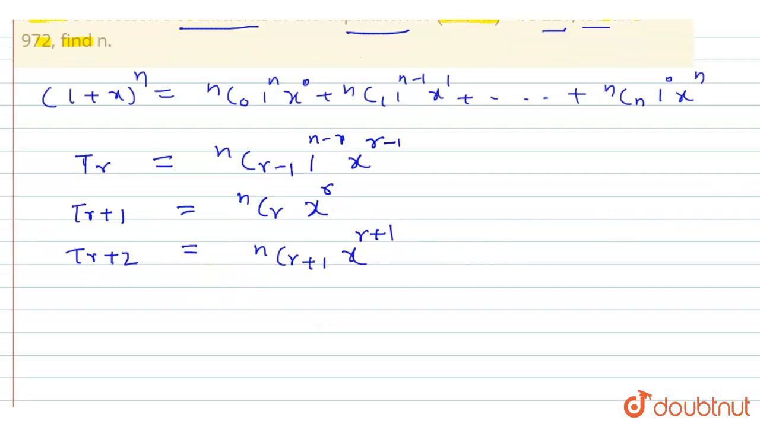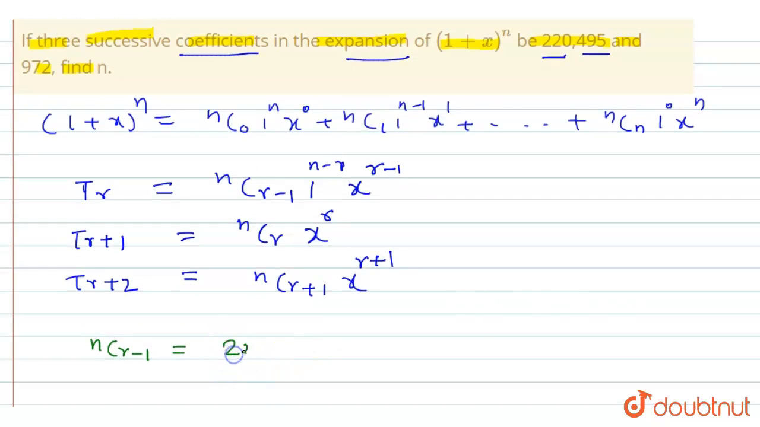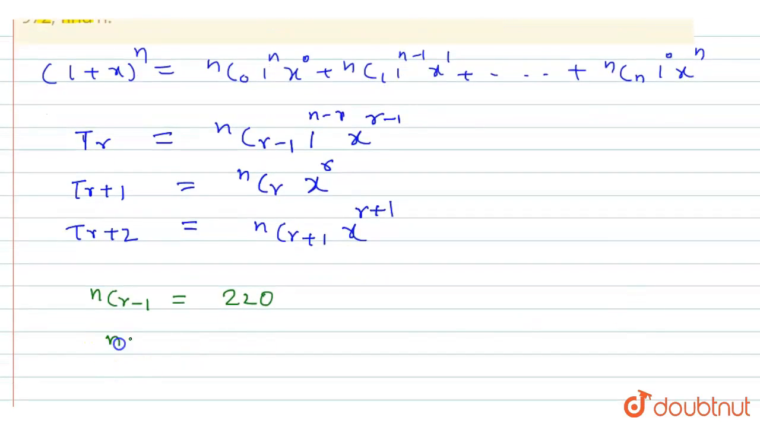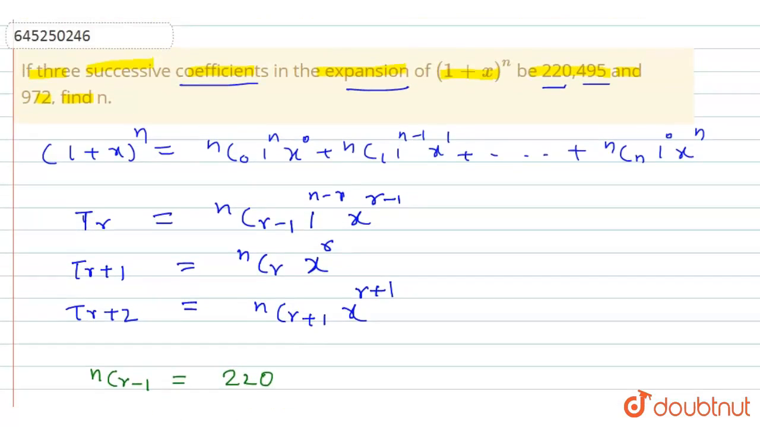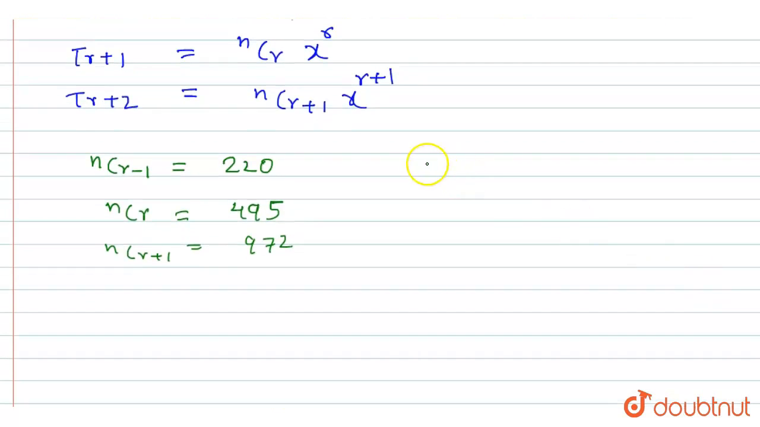So we can write that the value of nC(r-1) is 220, nCr is 495, and nC(r+1) is 972. This is our first equation, this is our second, and this is our third. Now we divide the first by the second.